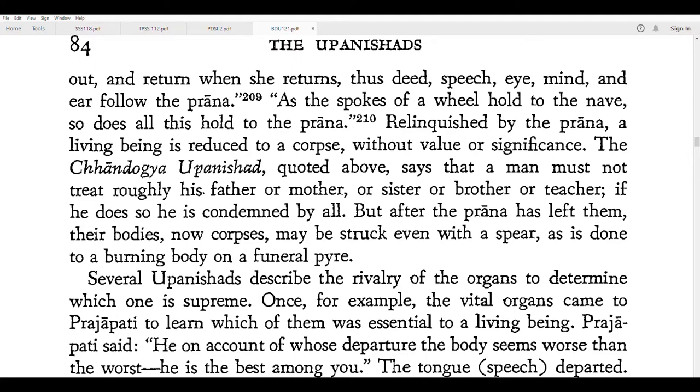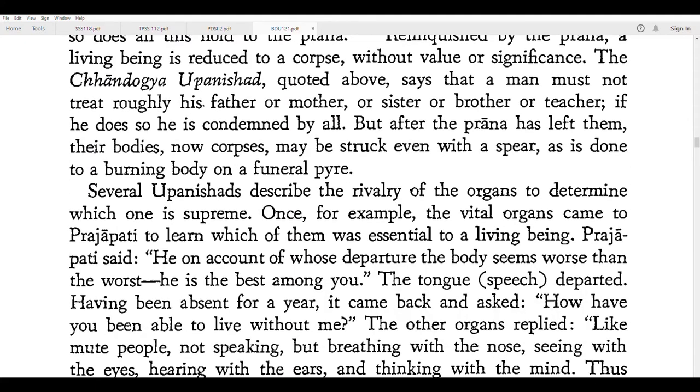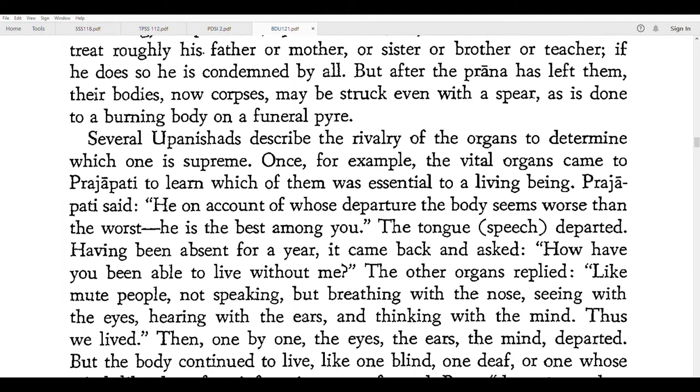Several Upanishads describe the rivalry of the organs to determine which one is supreme. Once, for example, the vital organs came to Prajapati to learn which of them was essential to a living being. Prajapati said, "He on account of whose departure the body seems worse than the worst, he is the best among you." The tongue, speech, departed, having been absent for a year. It came back and asked, "How have you been able to live without me?" The other organs replied, "Like mute people, not speaking but breathing with the nose, seeing with the eyes, hearing with the ears, and thinking with the mind.